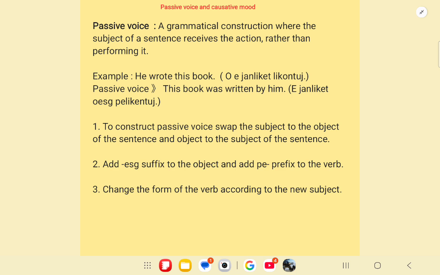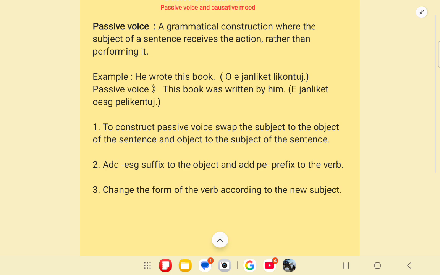Same like in English. Here in this sentence, this book is the object and he is the subject. When we swap the subject and object, the subject becomes the object, so he becomes him and this book becomes the subject. And same in Bonumuk. Okay, but we are only adding the word by in English and the esg suffix in Bonumuk.